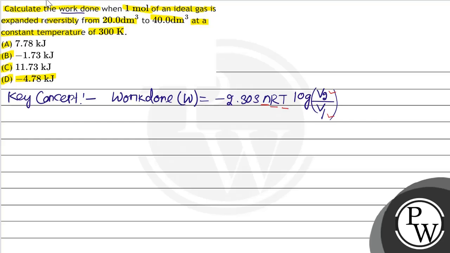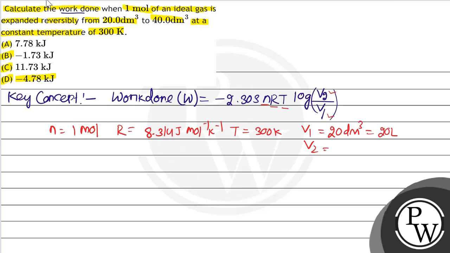Here n is the number of moles, that is given as 1 mole, and R we are using here is 8.314 joule mole inverse Kelvin inverse, and T given here is equal to 300 Kelvin, and V1 is equal to 20 decimeter cube, we can say it as 20 liter, and V2 given is 40 decimeter cube, we can say it as 40 liter. So now we apply these values in the above equation.